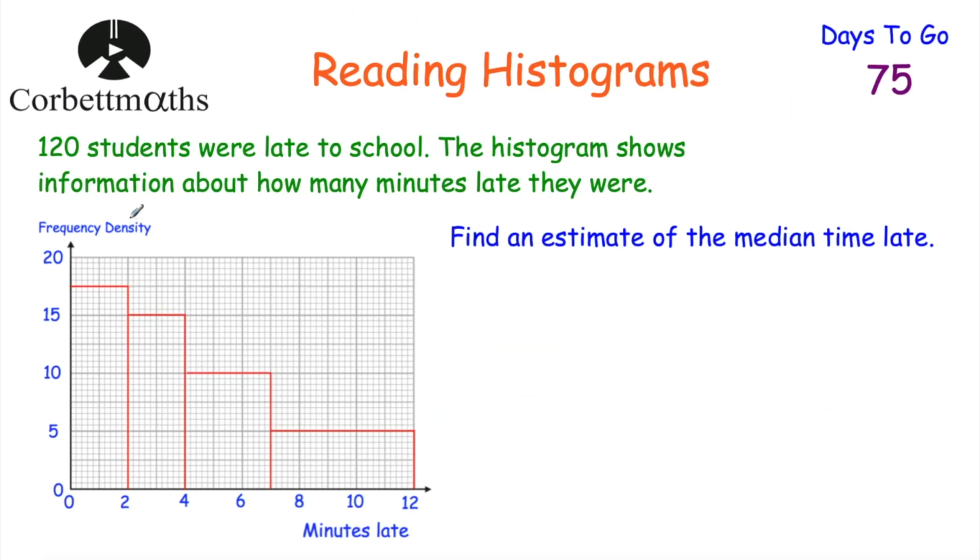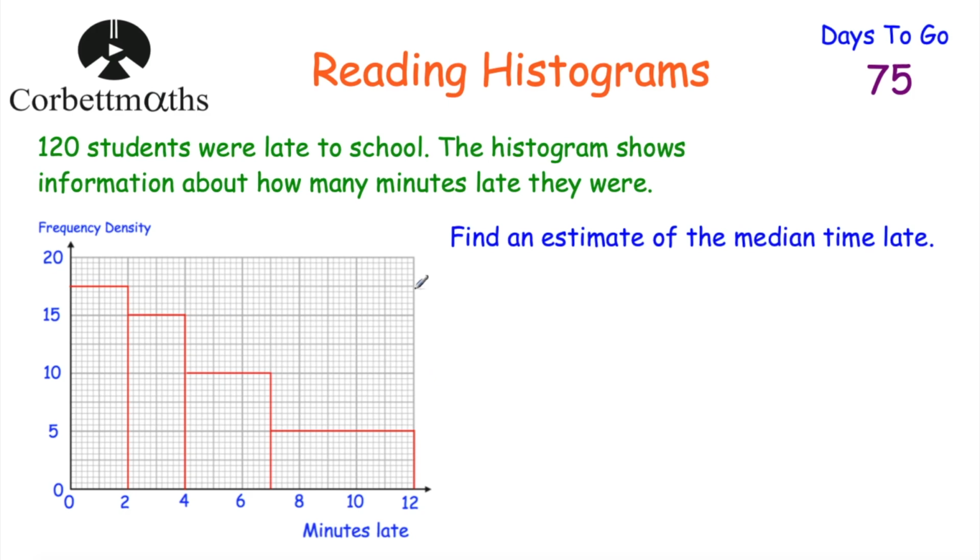Okay, now here's a question for you to try yourself. So here's a histogram, and we're told that 120 students were late to school, and the histogram shows information about how many minutes they were late. And the question says estimate the median time late. So feel free to pause the video and to work that out.